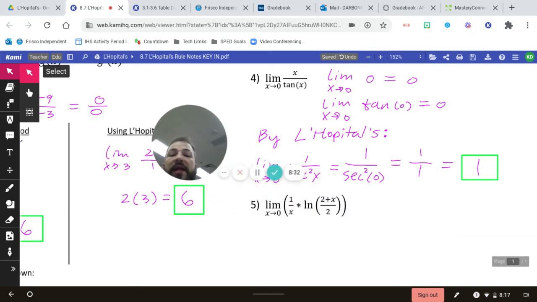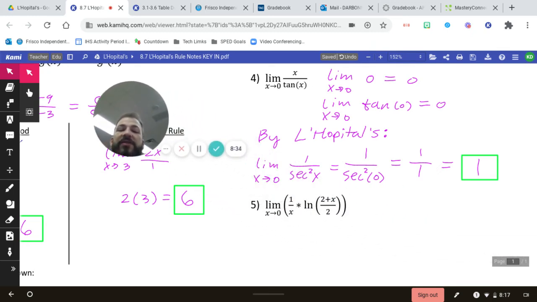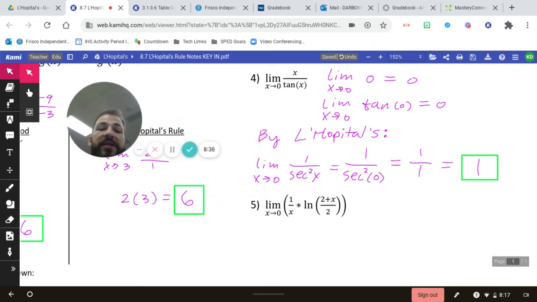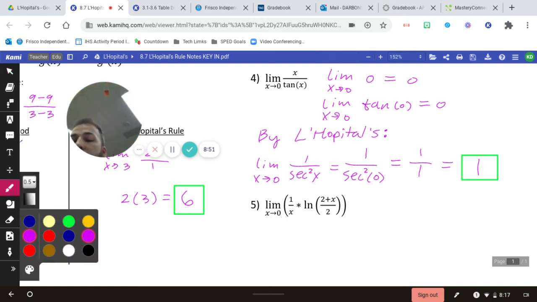All right. Now, last but not least, number 5. Now, number 5 looks a little tricky. The limit as x approaches 0 of 1 over x times the natural log of (2 plus x) over 2. It doesn't quite look like a fraction. Like, there's fractional things in there, but it's not written as a fraction. So just change it real quick. This is the exact same thing as the natural log of (2 plus x) over 2, all over x. So it's still a fraction.